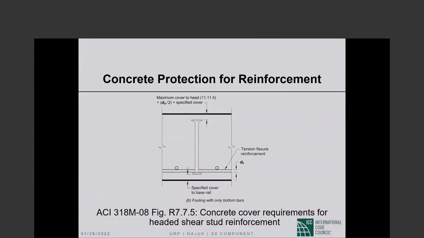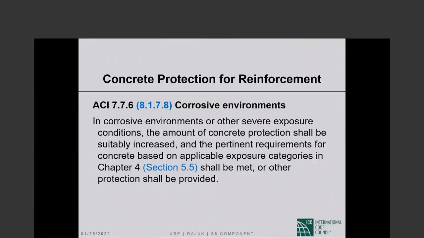This I will let you read, the similar picture. The difference is there is only bottom bar in the second picture. Now, corrosive environment, definitely very, very important for many parts of Bangladesh. In corrosive environments or other severe exposure conditions, the amount of concrete protection shall be suitably increased. So we are saying that the values in that table shall be suitably increased.